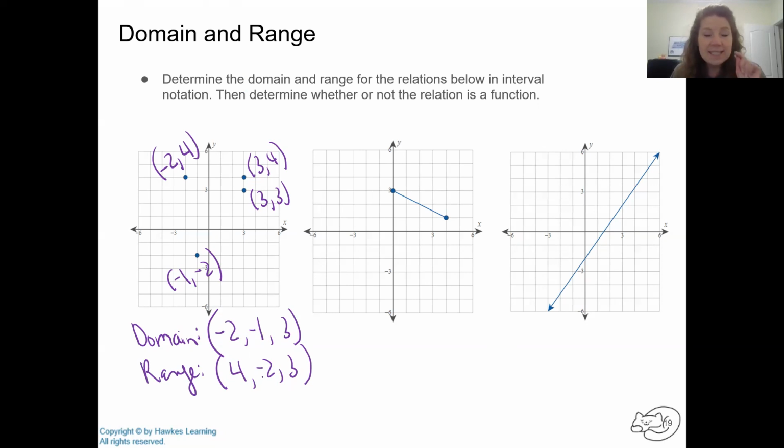Now, is this a function? Well, look at your ordered pair. Do you have any x values that repeat? You sure do, right? So this is not a function. No, it's not a function. And if you had to list 2 coordinates to prove that it's not a function, these are the 2 you would list. All right, let's go to this one right here.